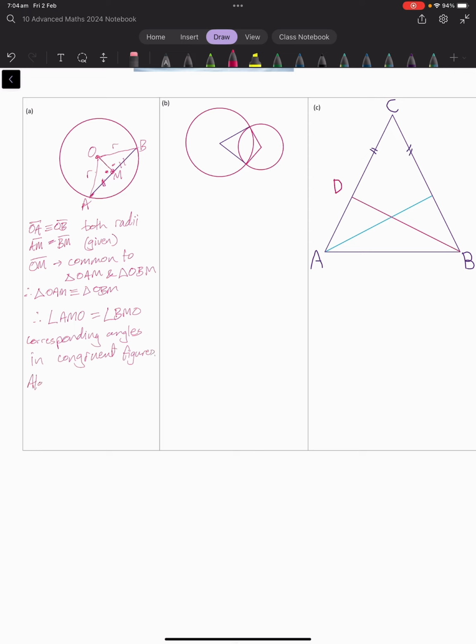Also, angle AMO plus angle BMO add up to 180 degrees. They are supplementary because AB is a straight line. Therefore, if those two angles are equal and they both add up to 180 degrees, angle AMO equals angle BMO, which is 90 degrees. Now I can write my conclusion. Therefore, OM is perpendicular to AB, which is what they wanted us to write. And we finished that one.